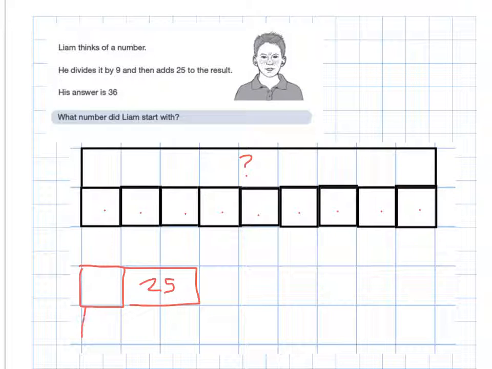And his answer, when he's done that, is 36. And if I know this number here is 25, that's part of this other number here, so I can take it away from 36. That will give me this number here. This number here then goes into this box, and because they've divided equally, the number will go there, there, there, there, there, there, there, there, and there, 9 times. So that should then help me work out the number he started with. And once I've got the number he started with, I should be able to then divide it by 9, add 25, and I should get 36.